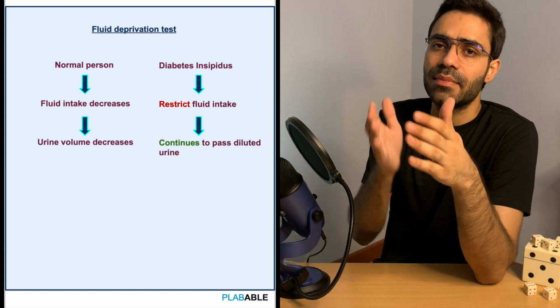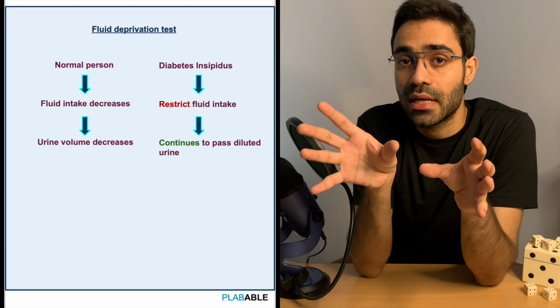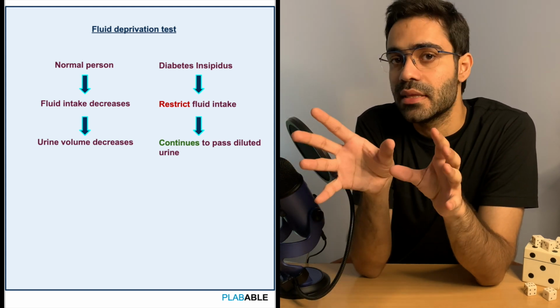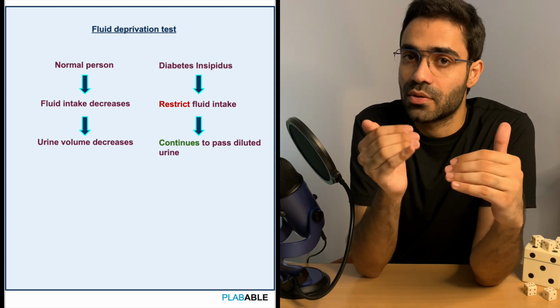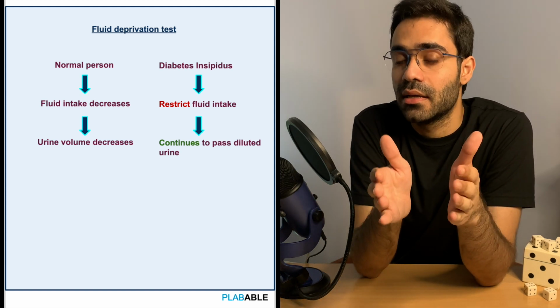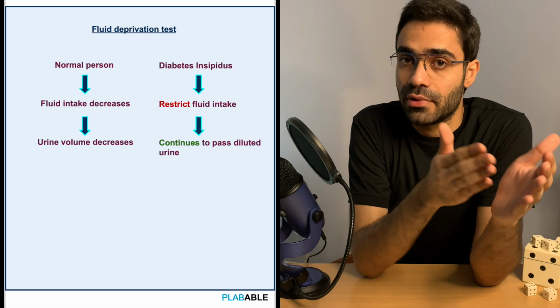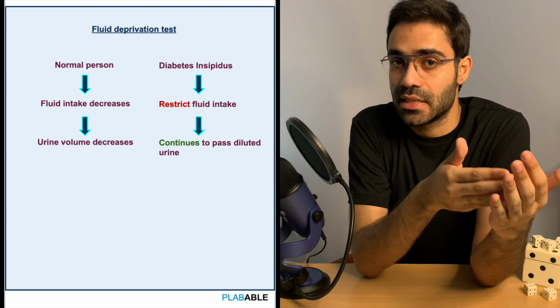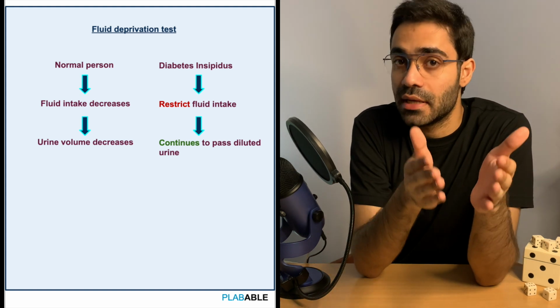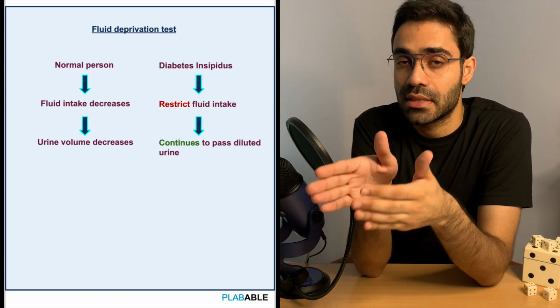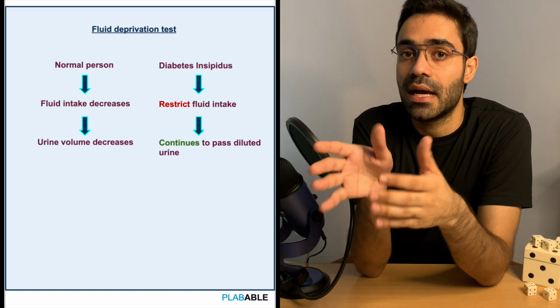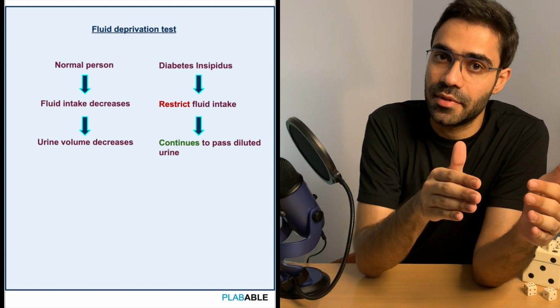Now we have a second patient here, the person who has diabetes insipidus. Now in this patient, when you restrict fluid intake, the plasma becomes concentrated, but either ADH is not released, as in the case of central diabetes insipidus, or if it is released, it is not able to act on the kidneys due to the resistance of the receptors, as in the case of nephrogenic diabetes insipidus.